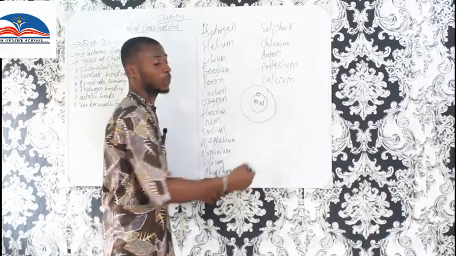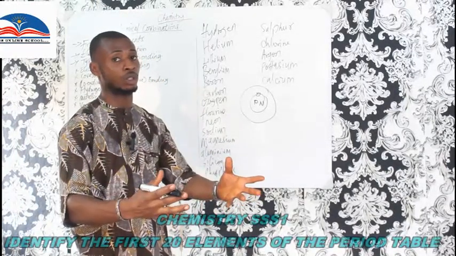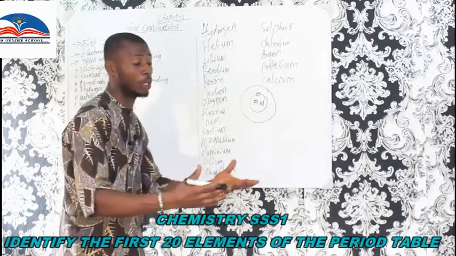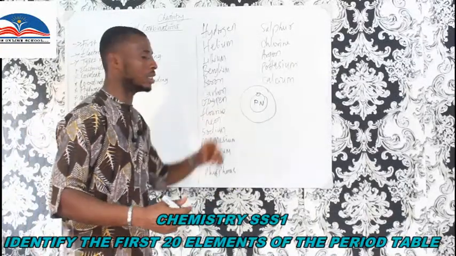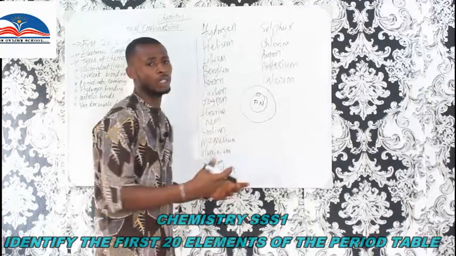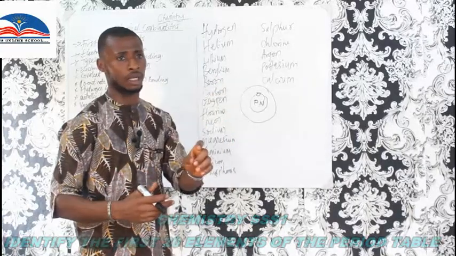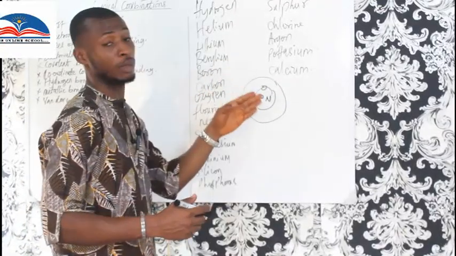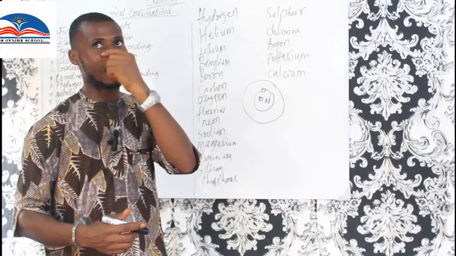Now, the combination that happens, the bonding that happens in every element or in every chemical combination, is done by the electron. So what I want you to understand is that electron movement matters. We need to know the electronic configuration of all these elements, knowing how many electrons are found in their outermost shell.